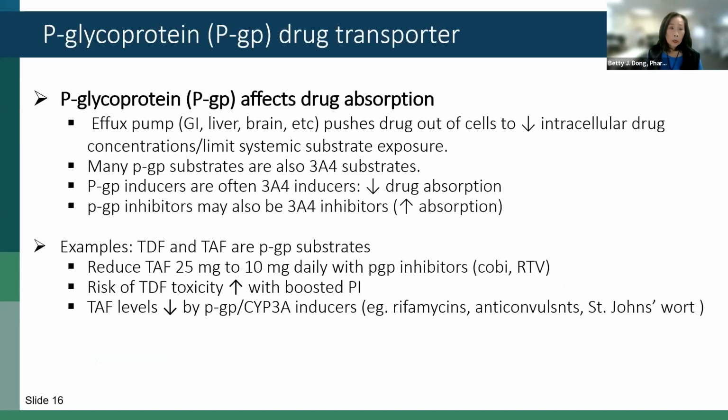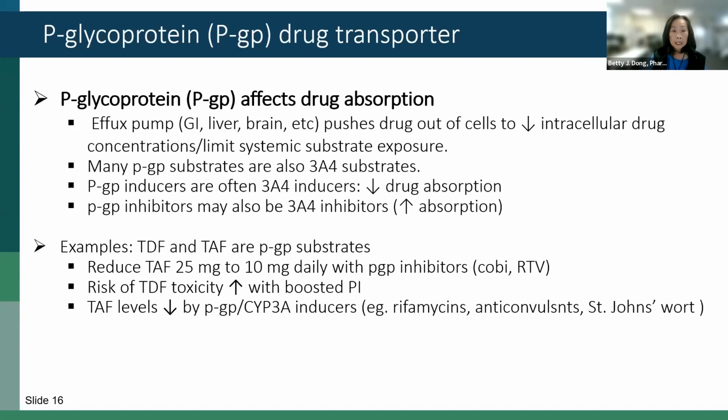So I want to also talk a little bit about drug transporters, and there are a lot of drug transporters, but I'm really going to focus on P-glycoprotein, or PGP, which really affects drug absorption. This is an efflux pump that is available in the intestine, the liver, the brain, etc. And the primary purpose of the PGP pump is to push the drug out of the cell to reduce intracellular drug concentrations. And so we're limiting systemic substrate exposure.